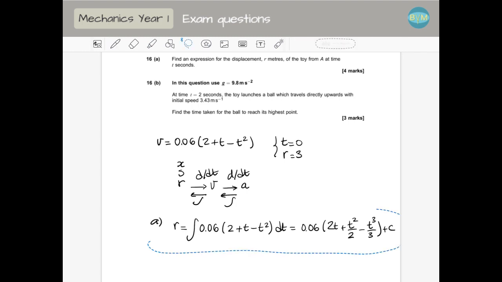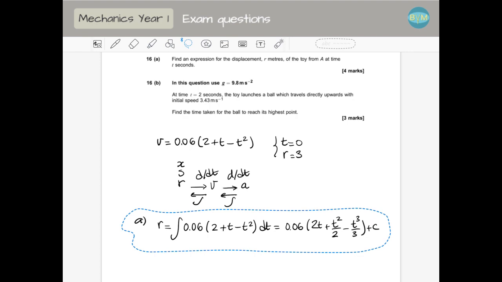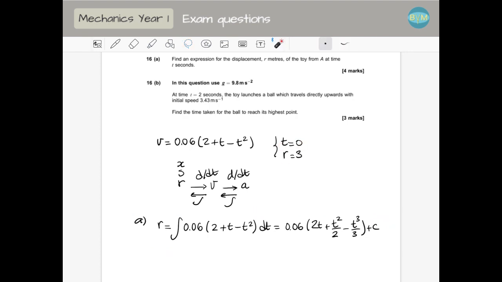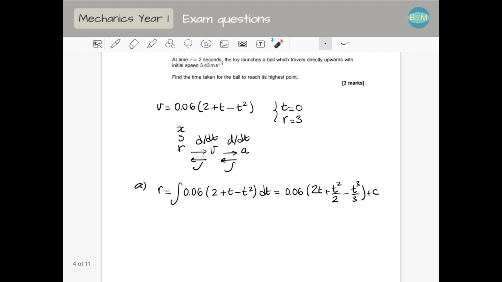The information that they give us, when t is 0, r is 3, is going to help us find this constant of integration. So r is 3 when t is 0. So I have 0, 0, 0 plus c. That means that the constant is 3.